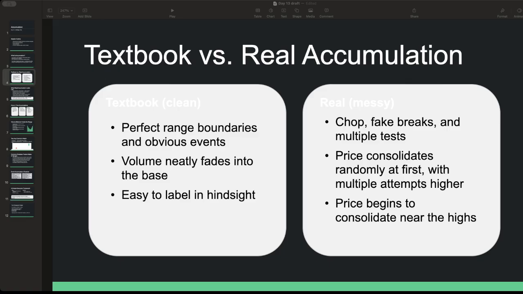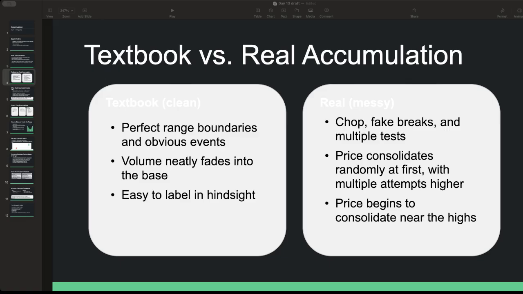A lot of textbook accumulation that you study, they seem so easy to read in hindsight, as if stocks actually move perfectly. Instead, they don't. And especially with accumulations, I've noticed that they're usually very messy, especially during the start of an accumulation, after a name begins to bottom. So a textbook one, what usually looks like perfect range boundaries?